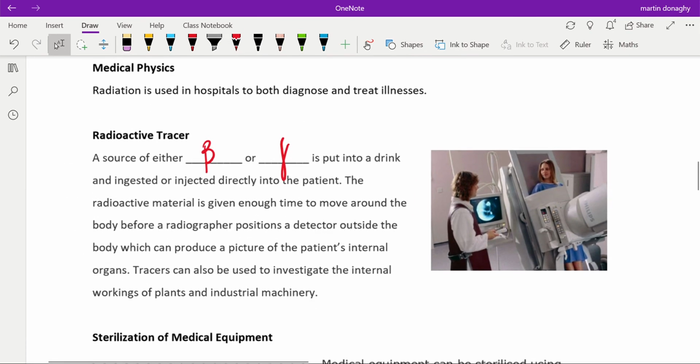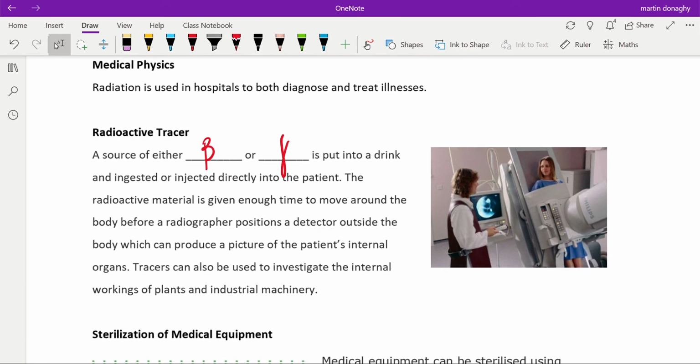Next one, our radioactive tracers. We either needed beta or gamma source that's got quite a short half-life. If we're using beta, we'd use the magnesium 27, because it has a half-life of 10 minutes. So within an hour or two, the activity from that source is going to decrease to zero.